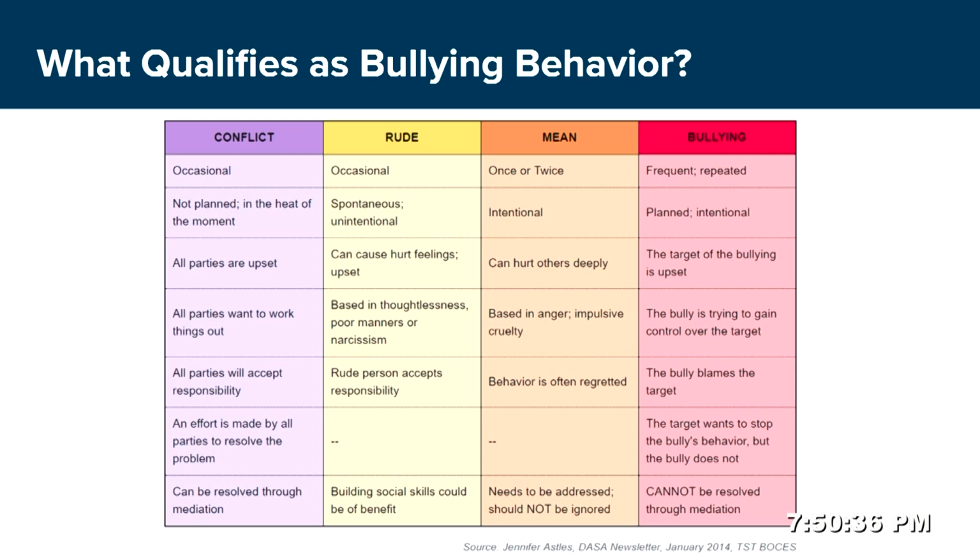Here's a quick snapshot of what is in that document. This is a great chart that outlines what qualifies as bullying behavior. On the left, you'll see definitions of conflict versus a comment that's rude, versus a comment that's mean, and a comment that's bullying. So within here, you'll see that there are also elements of those social-emotional skills I mentioned. For example, all parties will accept responsibility.